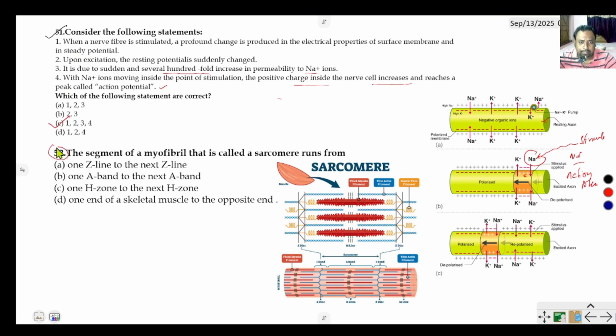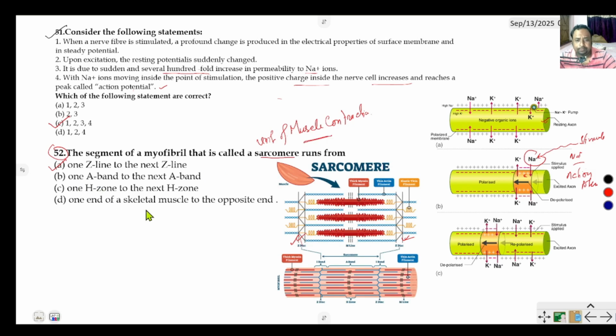Question number 52 says, the segment of myofibrils that is called sarcomere. Sarcomere is the unit of muscle contraction. And sarcomere is the portion between one Z disc to another Z disc. That is, one Z line to the next Z line is called the sarcomere. Sarcomere is the basic unit of muscle contraction.